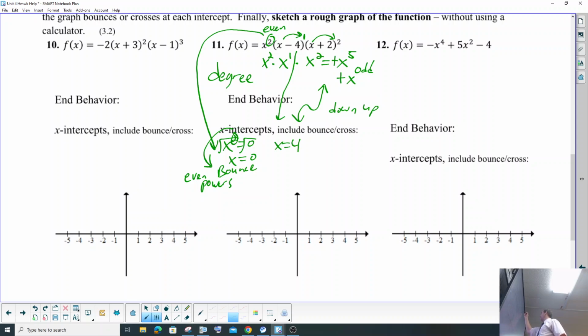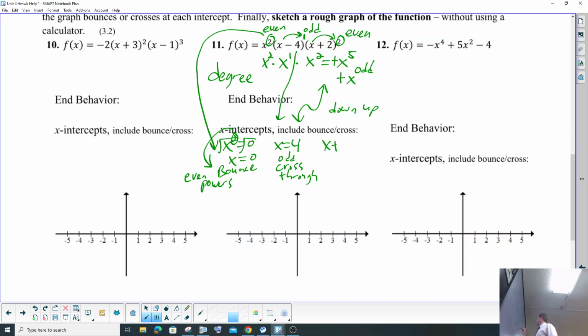So then we also have an x minus 4, which is going to be a positive 4. And it's to the first power, which is odd. And so odd means cross through. And then we have an x plus 2 with an even power. What does even power mean? Off the x-axis, cross through or bounce? That's right, we're going to bounce.